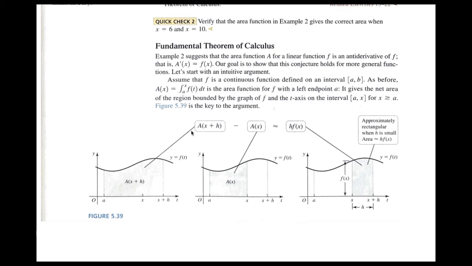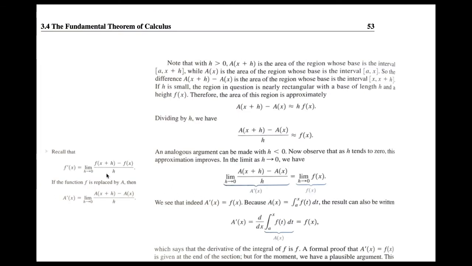Let's start with recalling the definition of a derivative. For the derivative of f at x, we had to compute a slope of a secant through x, which would be this. And for smaller and smaller h, this term converges to the derivative. If we replace f by A, we need to study this term here. Luckily, we can do this by means of pictures.